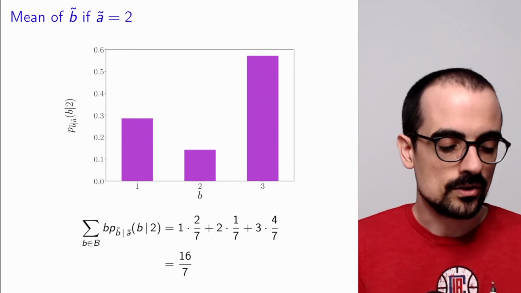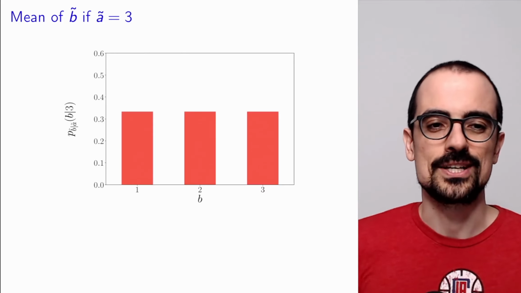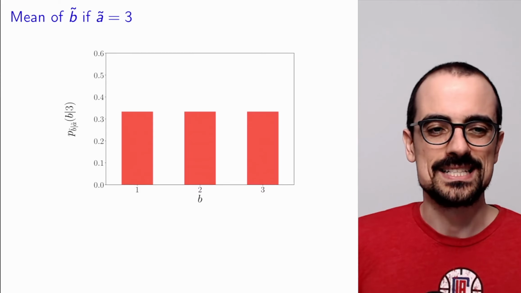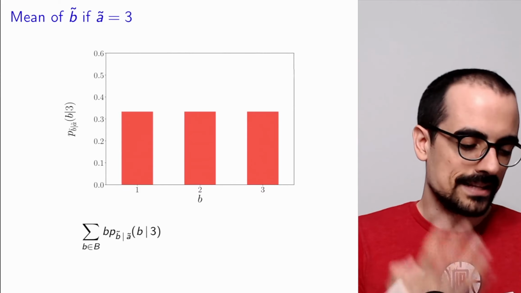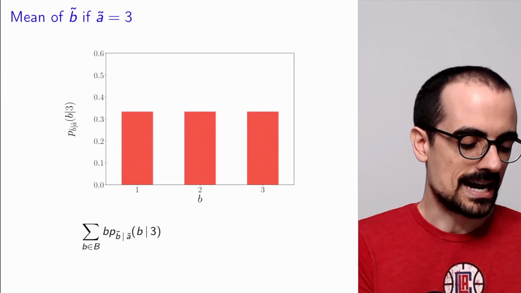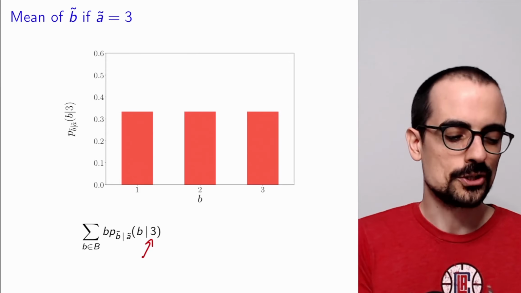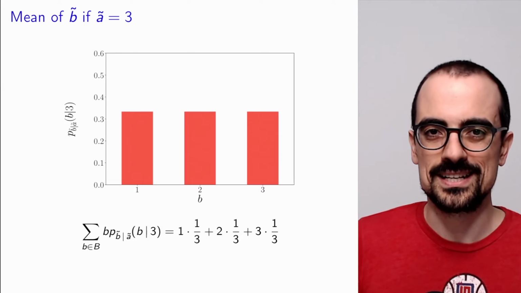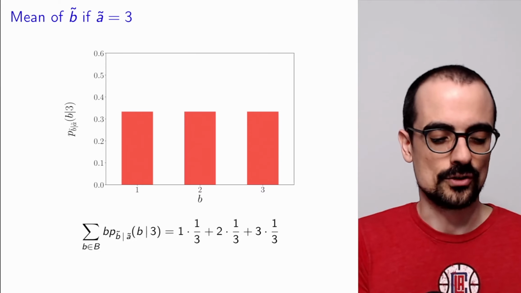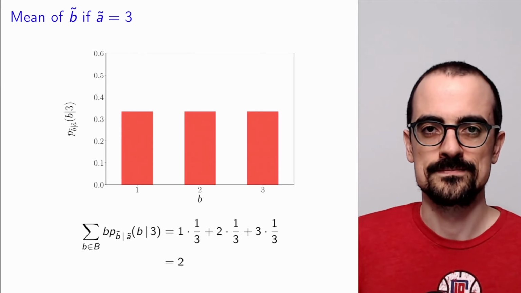Let's do that again when A is equal to 3. This is how the conditional PMF looks when A is equal to 3. We again do this weighted sum, where now we're using the conditional probabilities given that A is equal to 3. Those conditional probabilities are actually equal to just 1 over 3. So when we do the weighted sum, the conditional mean in this case is equal to 2.